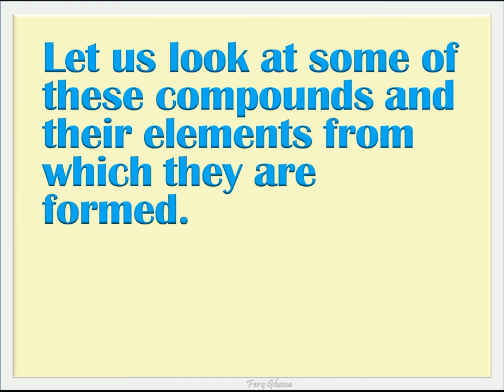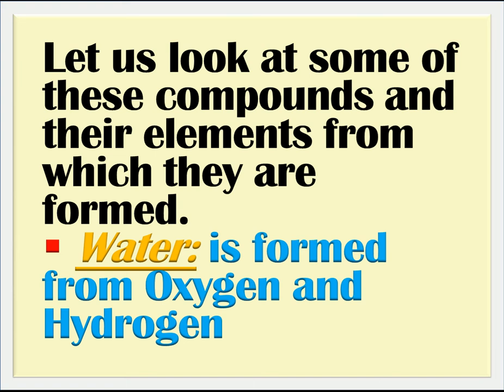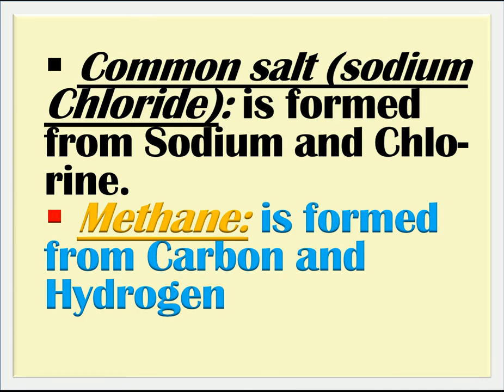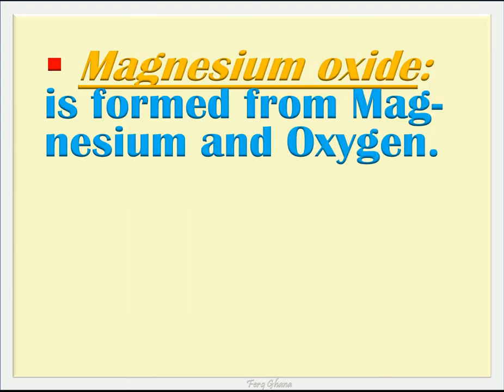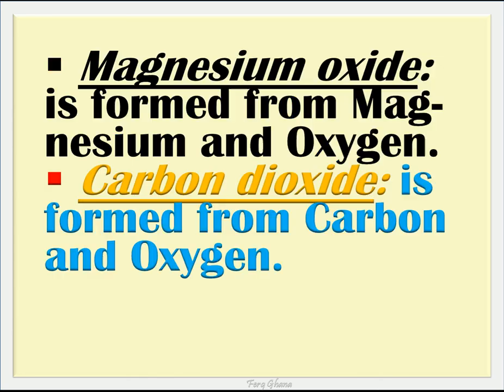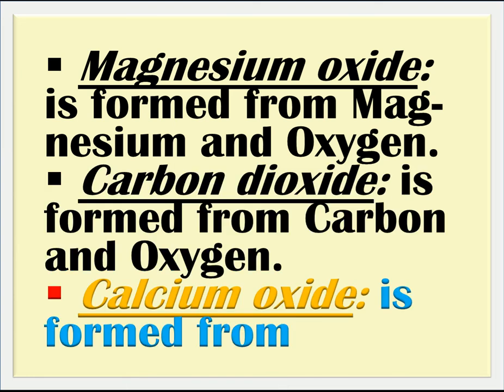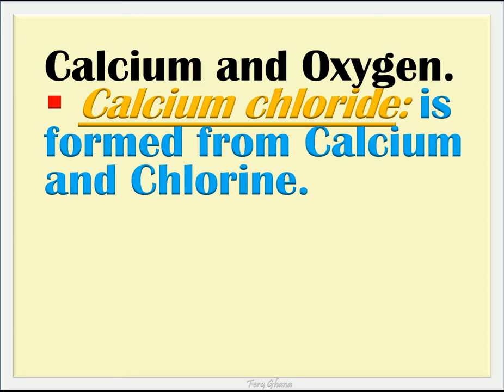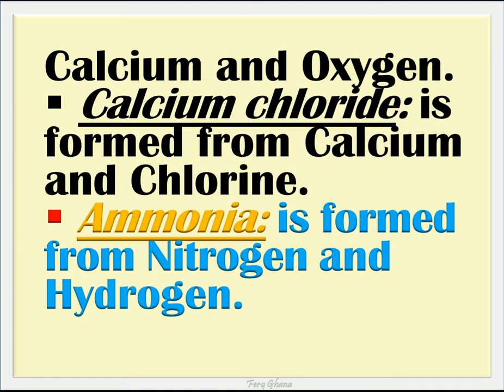Let us look at some of these compounds and the elements from which they are formed. Water is formed from oxygen and hydrogen. Common salt, sodium chloride, is formed from sodium and chlorine. Methane is formed from carbon and hydrogen. Magnesium oxide is formed from magnesium and oxygen. Carbon dioxide is formed from carbon and oxygen. Calcium oxide is formed from calcium and oxygen. Calcium chloride is formed from calcium and chlorine. Ammonia is formed from nitrogen and hydrogen.